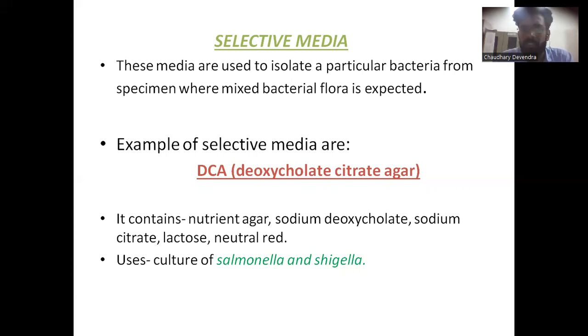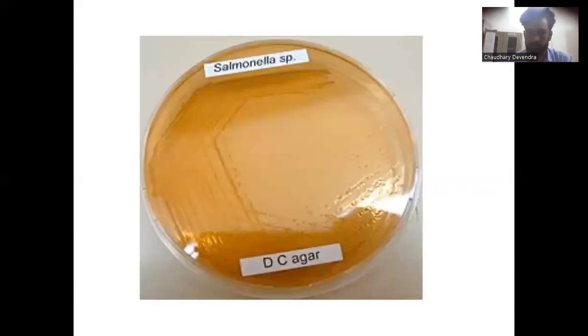Example of selective media: DCA. It contains nutrient agar, sodium deoxycholate, sodium citrate, lactose. When we culture the sample onto DCA, if there is Salmonella and Shigella, growth will be there. If there is no Salmonella and Shigella and other bacteria are there, there will be no growth. Or if Salmonella, Shigella and other bacteria are all there, the medium suppresses the growth of the other bacteria and just promotes the growth of Salmonella and Shigella.